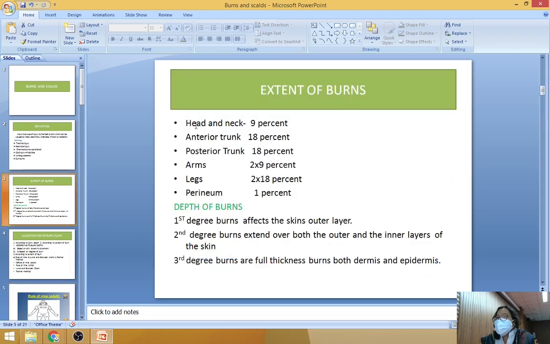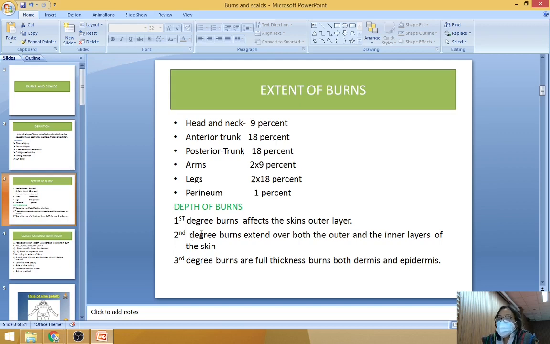Head and neck is 9%. Anterior trunk 18%. Posterior trunk 18%. Arms 2 into 9, that means both sides. Legs same way, 2 into 18. And the perineum is 1%. This one is the calculation of burn injury according to the rule of 9. Hope you are clear now. Then this is extent of burn.